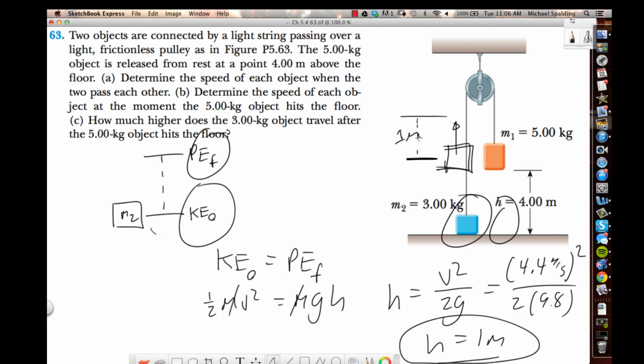What's another way you could have solved that? With kinematics. You could have figured that out with kinematics. Isn't physics awesome? Different ways of doing the same thing.